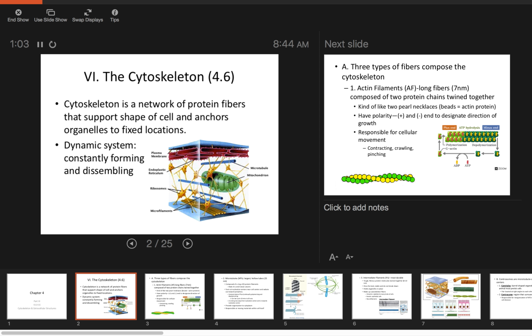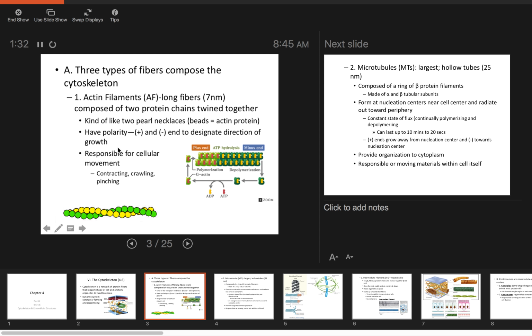So we're going to talk about how organelles or even vacuoles and vesicles can move using the cytoskeleton. This system is very dynamic. It's always changing. The cells do change shapes. They can move. We'll talk about different cell movements, but these fibers will detach and move and reassemble every second that it's alive. So there are 3 types of fibers that compose the cytoskeleton. I'm going to talk about each of the 3 and break it down.